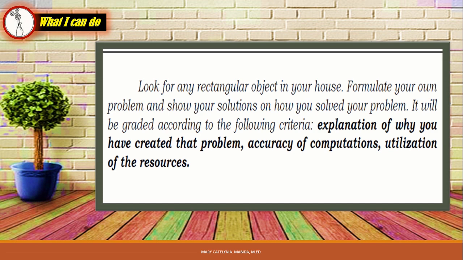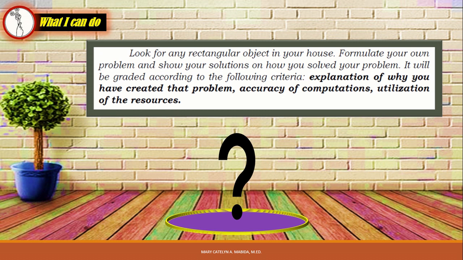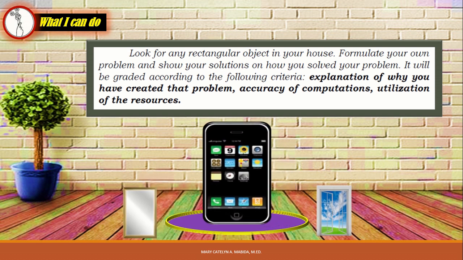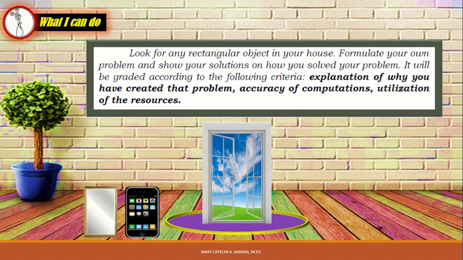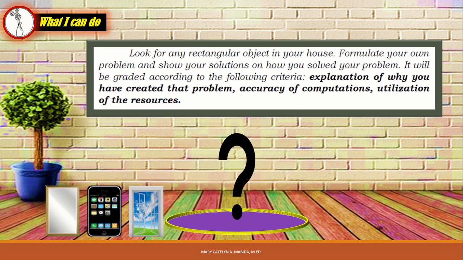Now, here's what I can do to kickstart what you can do. What are the different rectangular objects that you can find in your house? A mirror, a cell phone, and a window. Now there could be a lot more in your house, and I hope that these gave you an idea on how you are going to work out what you can do.